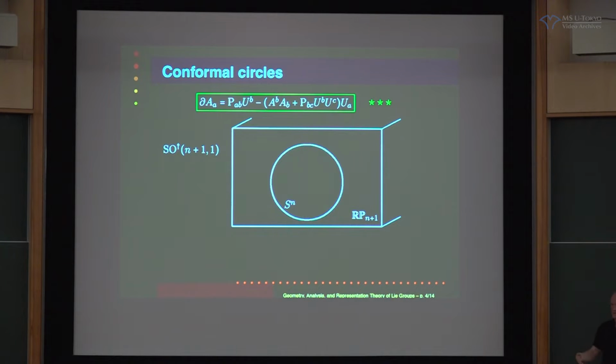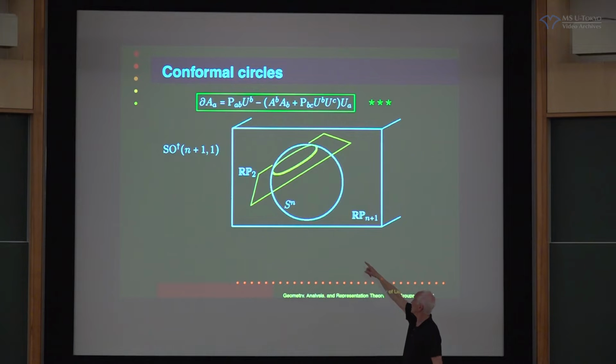This is a very famous thing in physics, how all this operates. And if you look at these curves from this viewpoint, in other words, the solutions of this differential equation, you find that they are circles on the sphere, by which I mean ordinary round circles, not necessarily great circles. In other words, in this picture, they are precisely this picture intersected with a 2-plane. So this is a copy of RP2 sitting inside RPn.